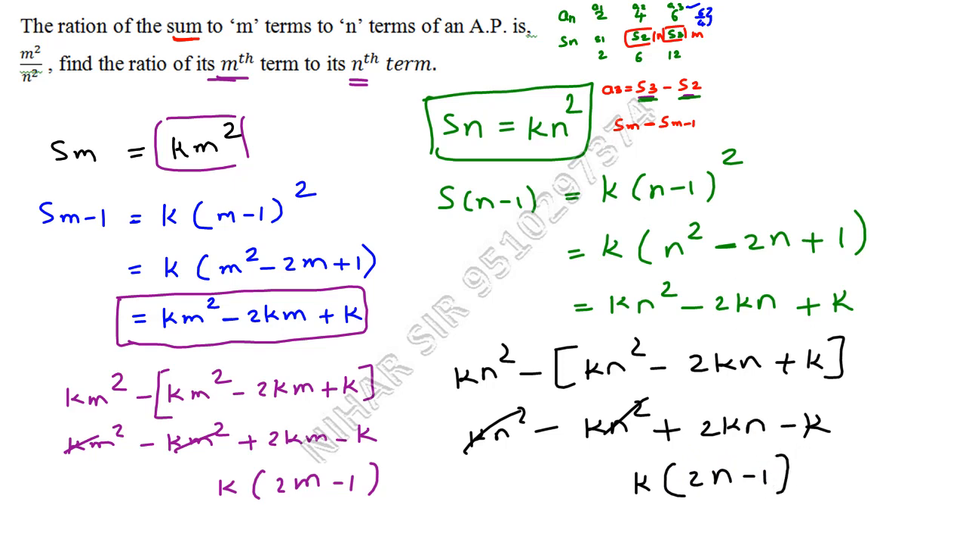Now I want the ratio of the mth term and the nth term. So what is my mth term? The mth term is K into bracket 2m minus 1 here, right? This is my mth term. And my nth term is what? K into bracket 2n minus 1. K cancelled. So the answer is 2m minus 1 upon 2n minus 1.